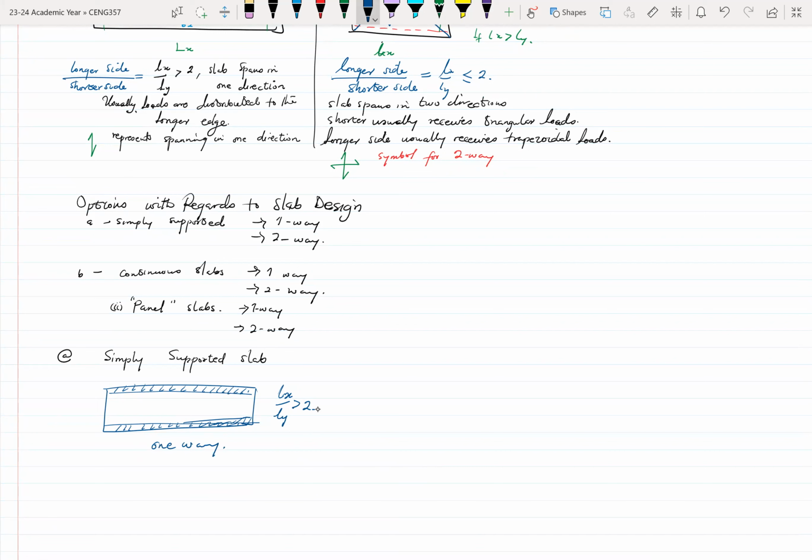Okay. Then for a two-way, it's still simply supported. That means that for that one, your LX over LY is less than or equal to 2. So again, you divide the loads among the four beams at the end of the beam. Okay. So let's just take note of that.